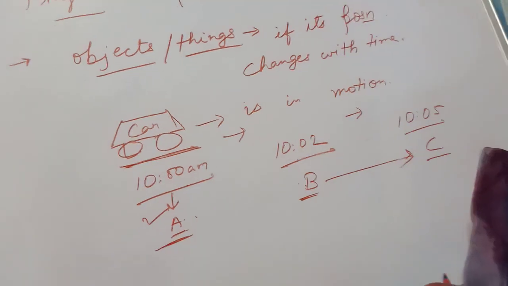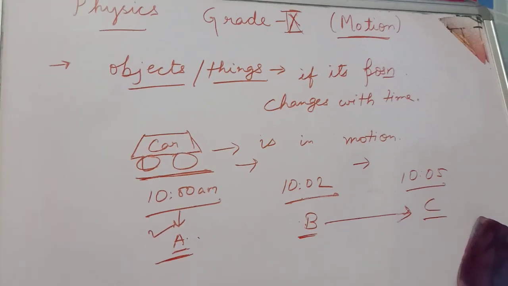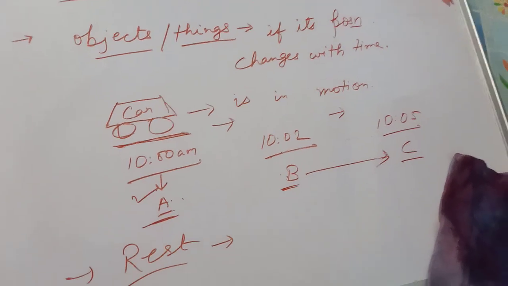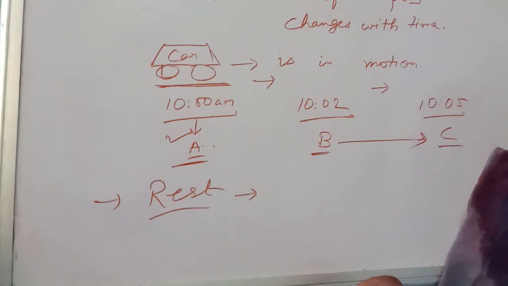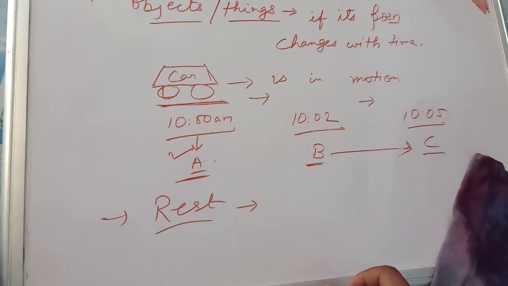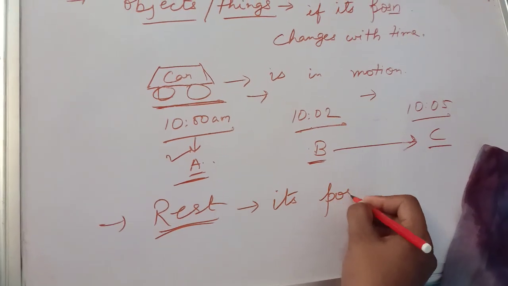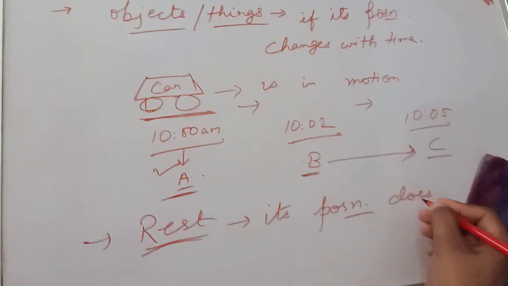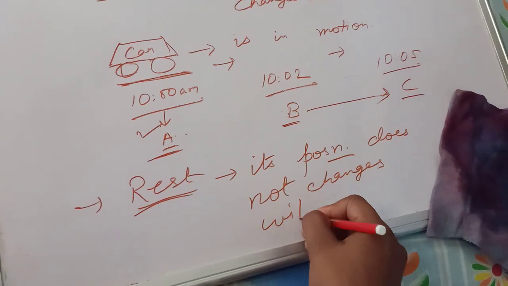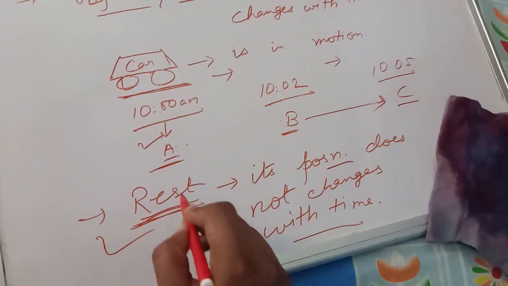The term used along with it is rest. When you go through a number of numericals and concepts in this chapter, the statements will be like: a car standing at rest, a car in motion. Rest means that its position does not change with time. When its position does not change with time, we say the object is at rest.